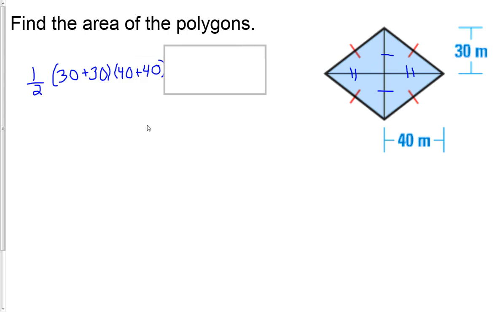So half of 30 plus 30 times 40 plus 40. Well, this is half 60 times 80, and so half of 60 is 30, and 30 times 80 is 24 with 2 zeros, so we get 2,400 meters squared.